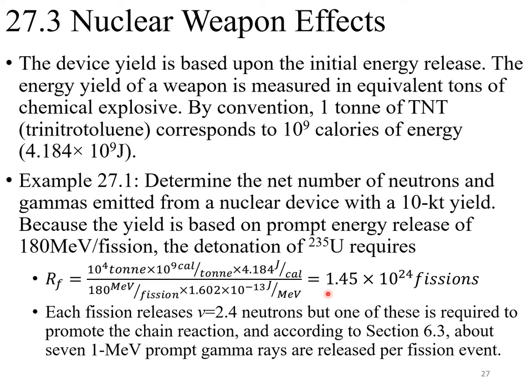Each fission will release mu neutrons. For uranium-235, this number is roughly 2.4. One of these neutrons is required to promote the chain reaction, so it will release 1.4 neutrons per fission to the surroundings. Also, about 7 prompt gamma rays of 1 MeV are released per fission event.